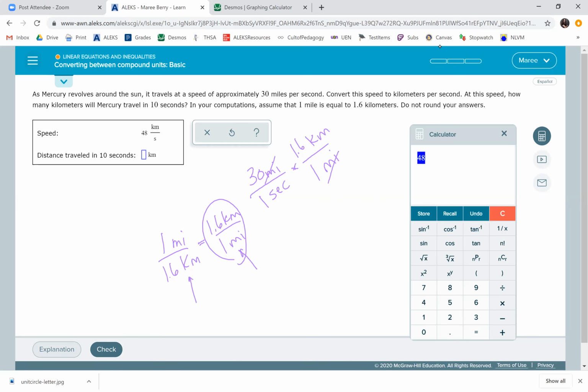And it said, how many kilometers will Mercury travel in 10 seconds? So we just times 48 by 10 and we get 480.